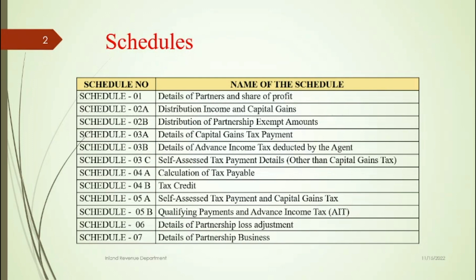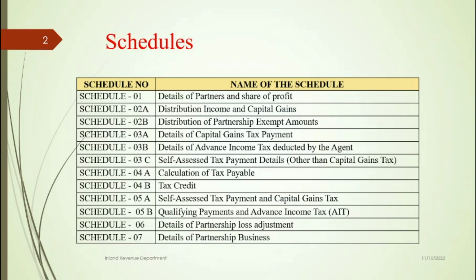These are the schedules available to you. Schedule 1 is for the details of partners and share of profit. Schedule 2A for the distribution of income and capital gains. Schedule 2B for distribution of partnership exempt amounts. Schedule 3A for details of capital gains tax payment. Schedule 3B for details of advance income tax deducted by the agent. Schedule 3C for self-assessed tax payment details other than capital gains tax.